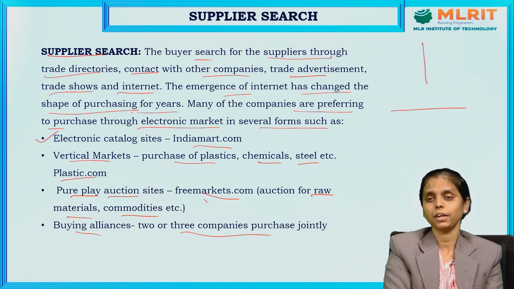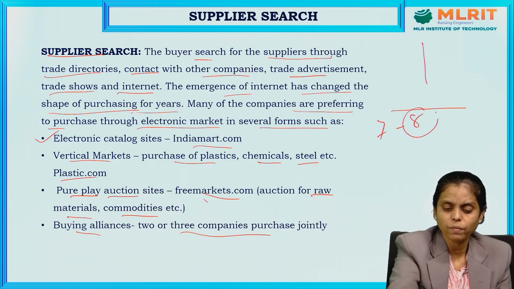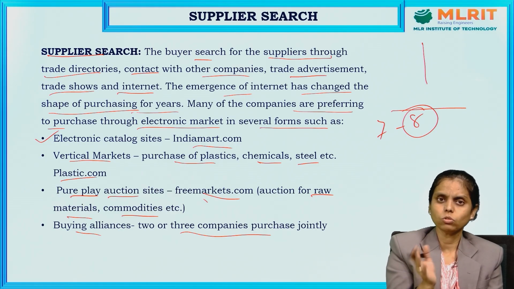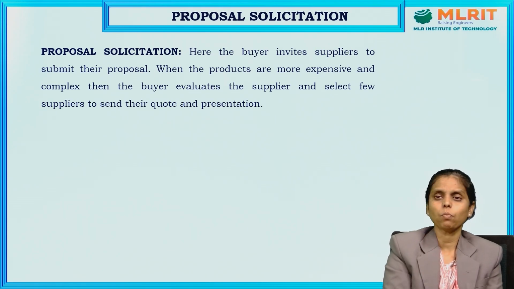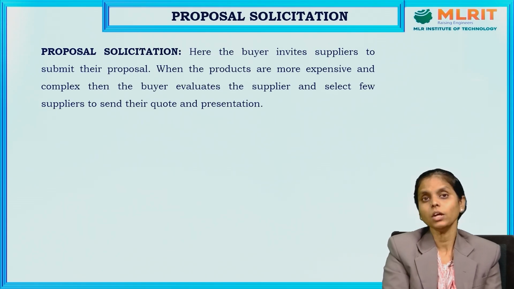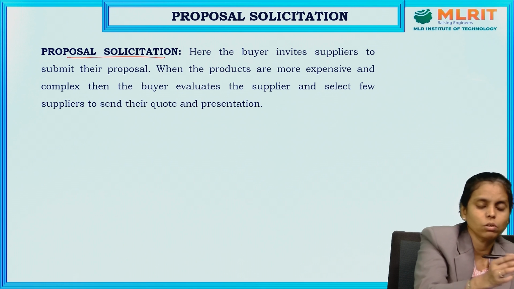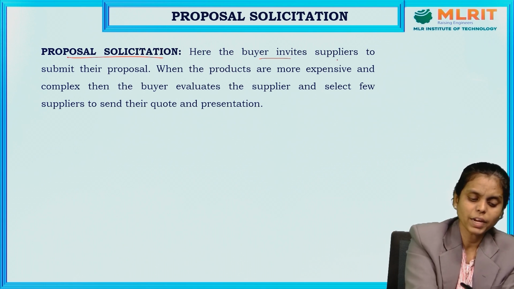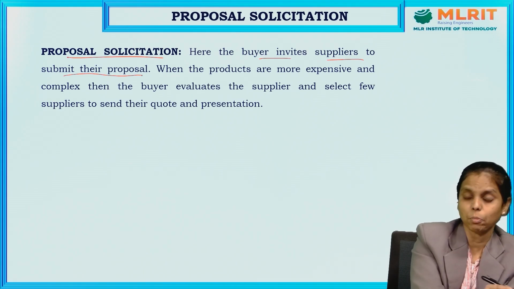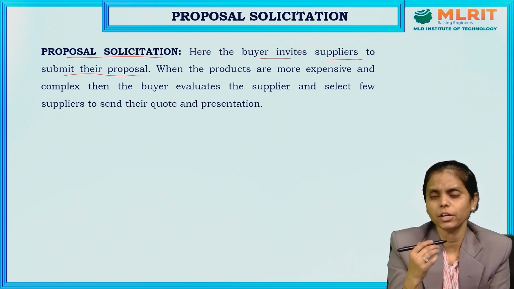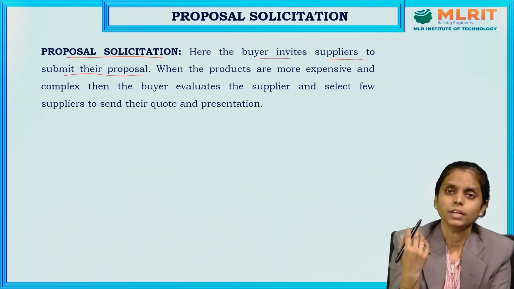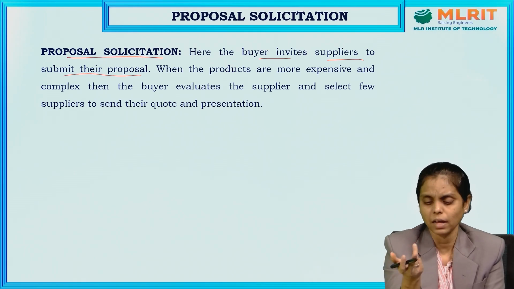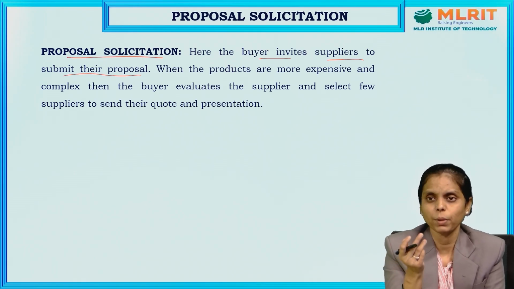Now we have identified 7 to 8 members who supply the raw material to our organization. Are we going to buy from all those people? No. In the next step, what will happen? We will ask them to send their proposal. That is proposal solicitation. Under this one, the buyer will invite the suppliers to submit their proposals. The 7 to 8 suppliers that we have, we will inform them to submit their proposal. How can it be done? In electronic ways, or else even through newspaper advertisements and all that we can publish.